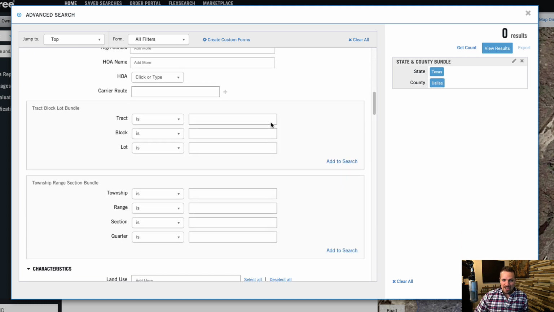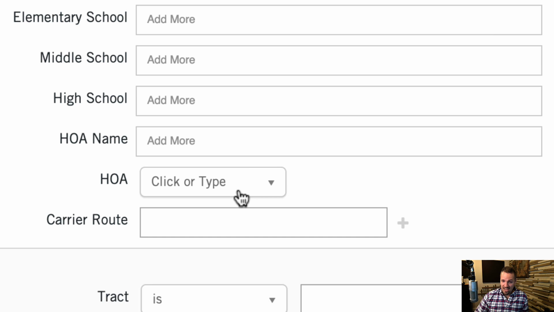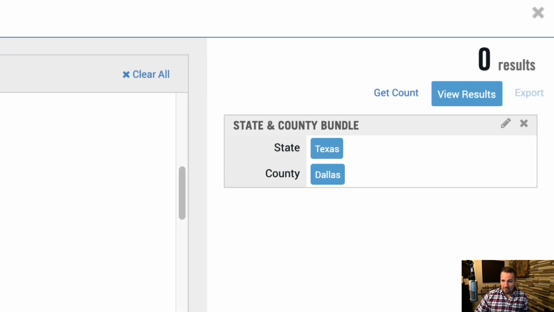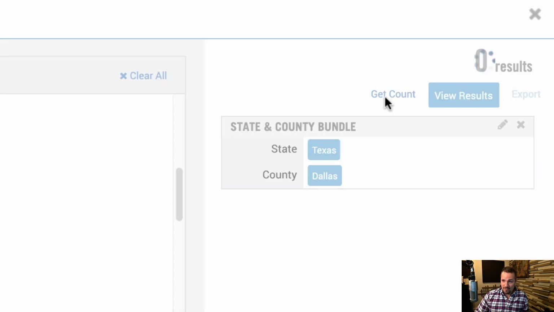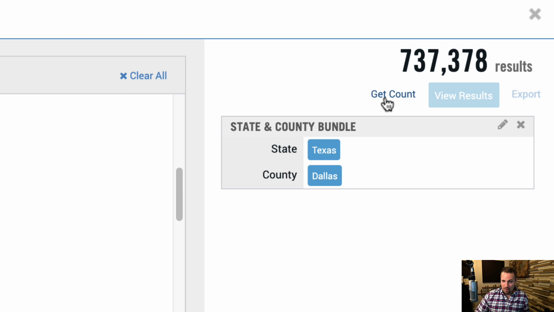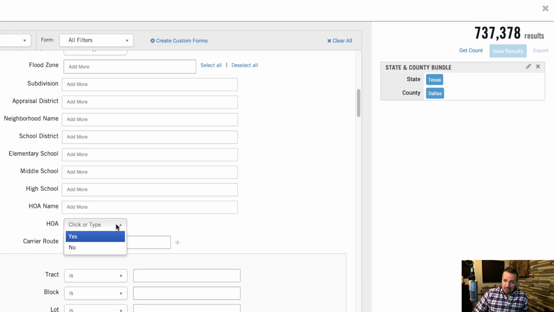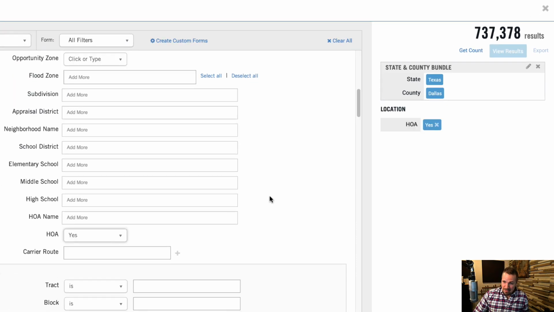And when we scroll down, the first one here is the HOA filter. So before we do anything, I'm just going to click on Get Count, so we can see the total number of parcels in this county without applying any other filters to it. So there we go, that's a number. Now I'm going to go here and click yes. So that means I only want properties on this list if they are part of a homeowners association. So we'll click Get Count again, and we can see that that number changes substantially.